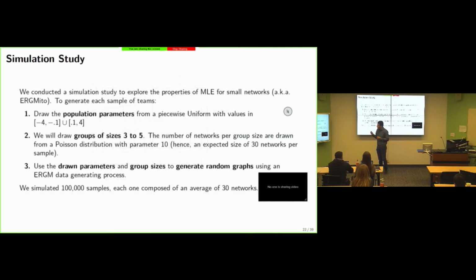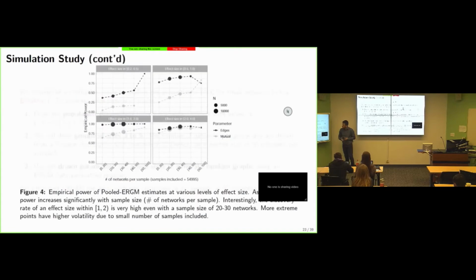Okay? And once we did that, for each one of these 100,000 samples, we estimated the ERGM to see if we can actually recover the parameters. In this case again, it's edges and number of mutual ties. So just to tell you that the MLE estimates are unbiased. I won't show those results here, but they are doing well, so you'll have to trust me for now. If you want to see it, I can show you later. But it's behaving as expected.